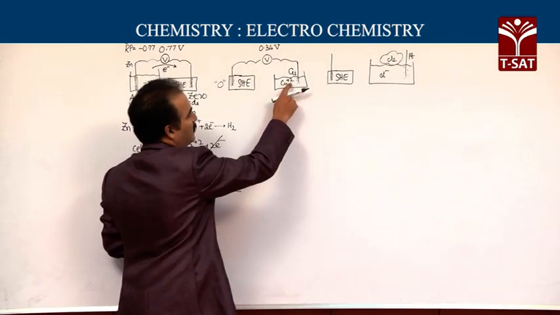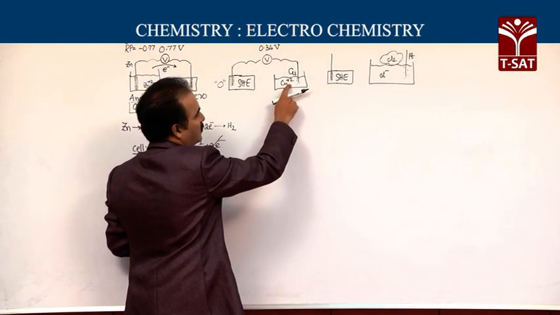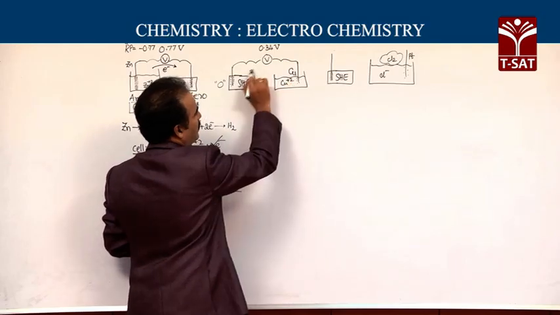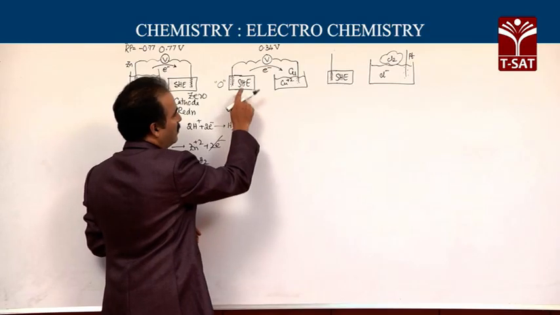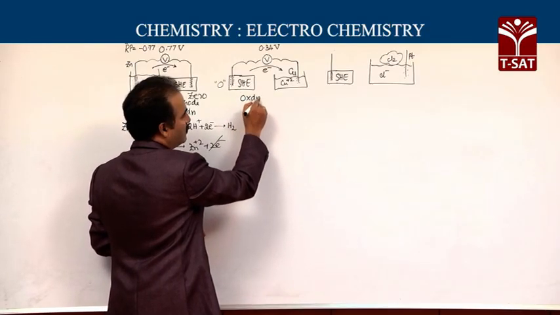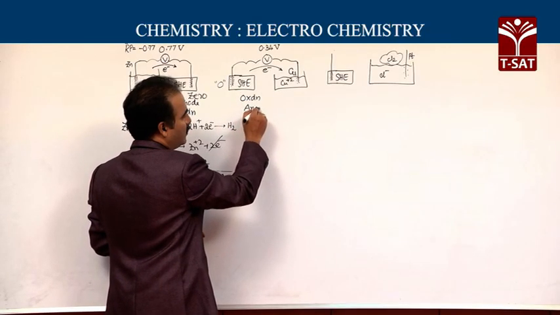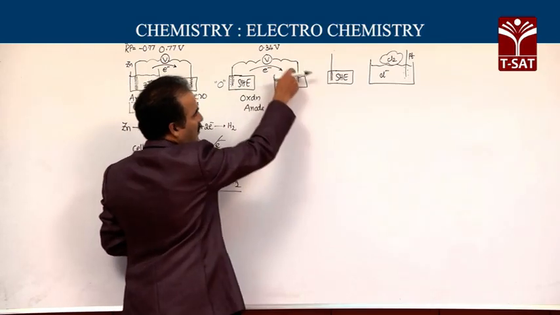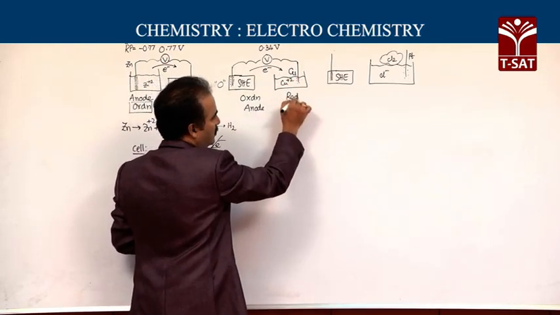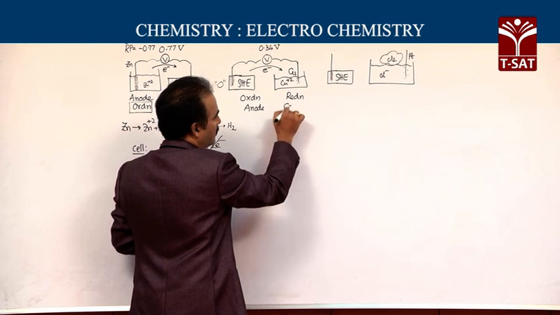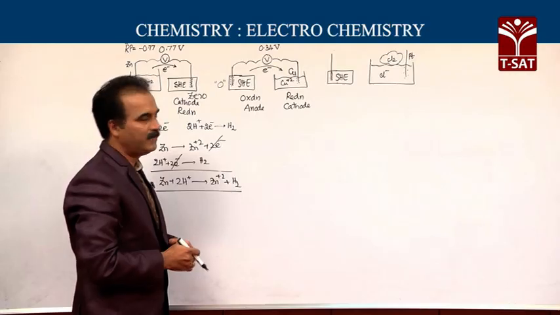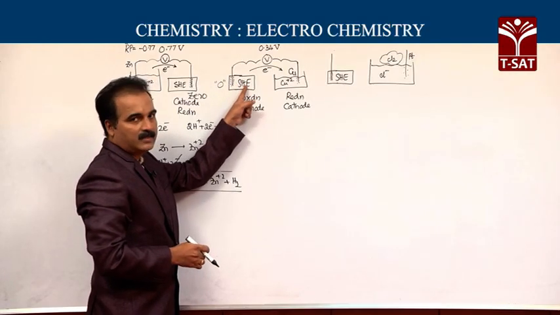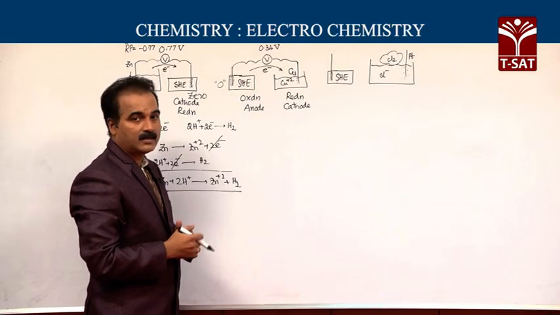So, what do we say now? This is copper plus 2 undergoing reduction here because electrons are flowing in this direction. So, here oxidation is occurring. Wherever oxidation occurs, we call it the anode. Here electrons are received, so reduction is occurring. So, we call it the cathode. So, when the standard hydrogen electrode is connected to the copper electrode, SHE acts as anode, the copper electrode acts as cathode.